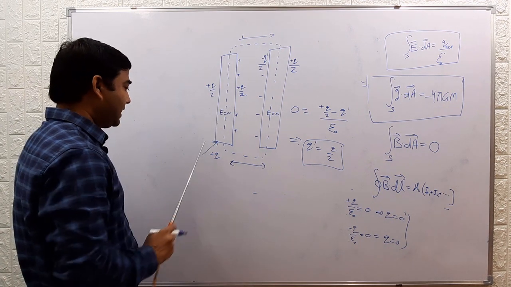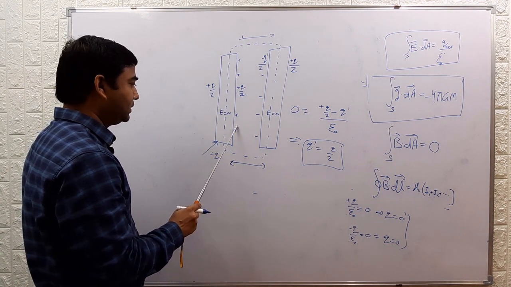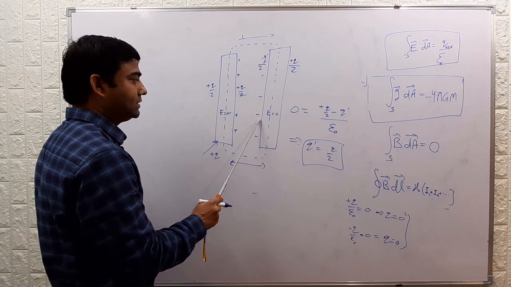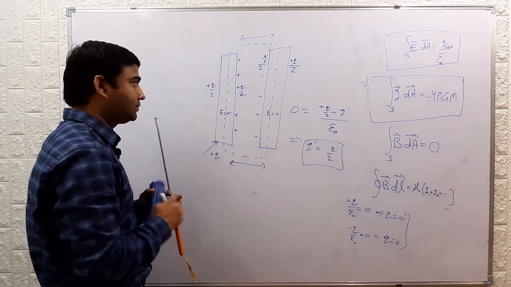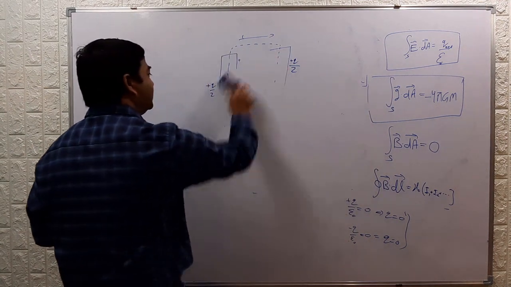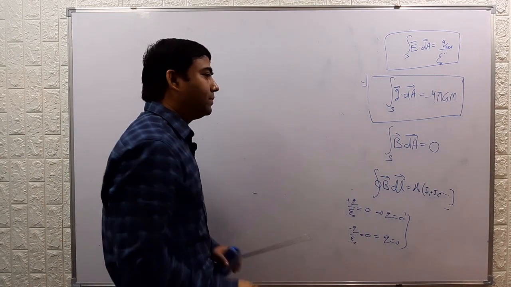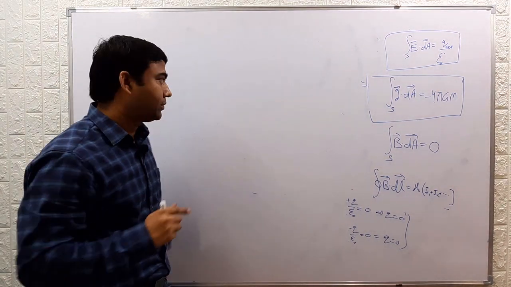So this has been injected with plus Q charge, this will distribute plus Q by 2 here, plus Q by 2 here, and this will induce minus Q by 2 on this facing surface, and this surface will get plus Q by 2 charge. So these are very important conclusions which you can draw based on Gauss's law and by the rule that inside the conductor total charge is 0.